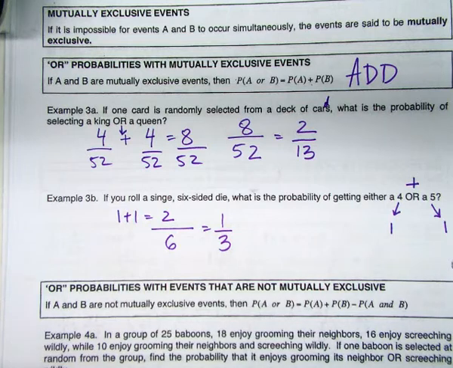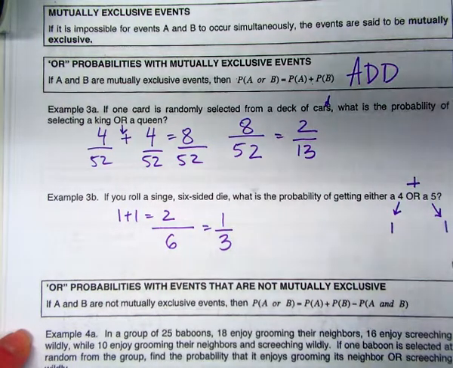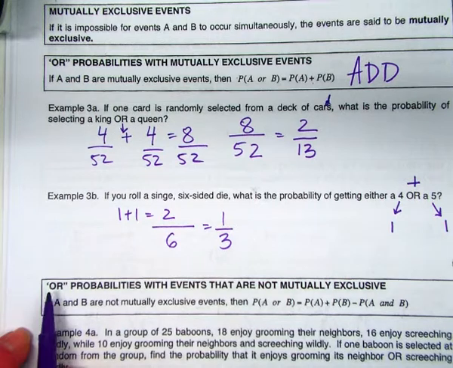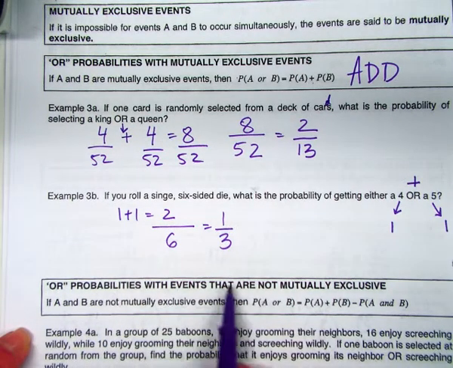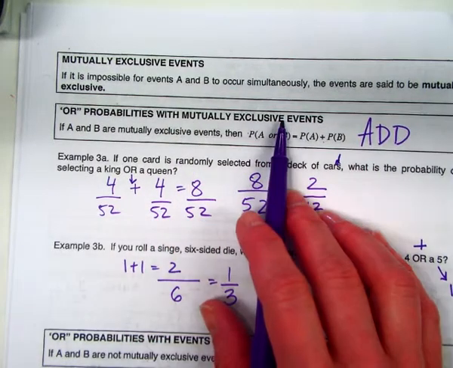I'm going to stop right here. Well, should we just finish this? Let's just finish this so that we have everything done. The "or" probabilities with events that are not mutually exclusive. So what is the difference between not mutually exclusive and mutually exclusive?